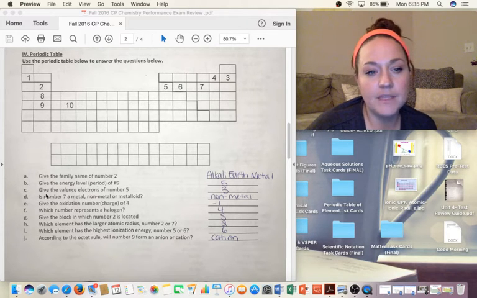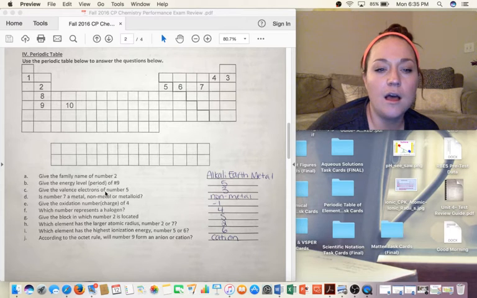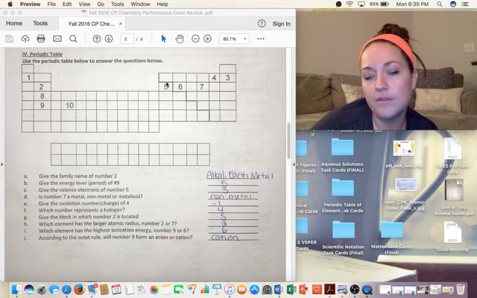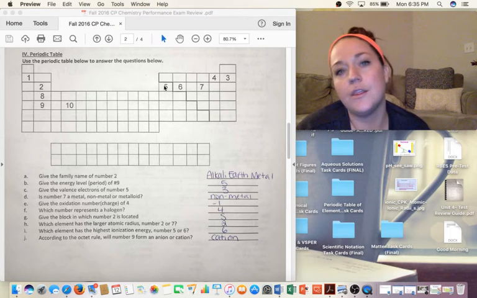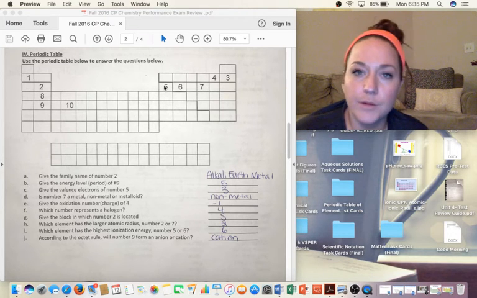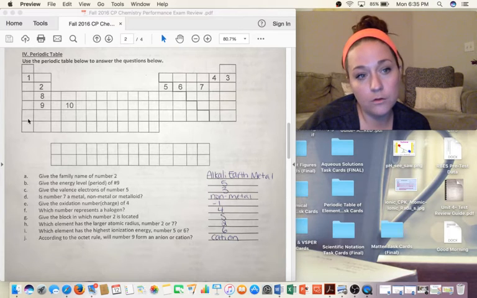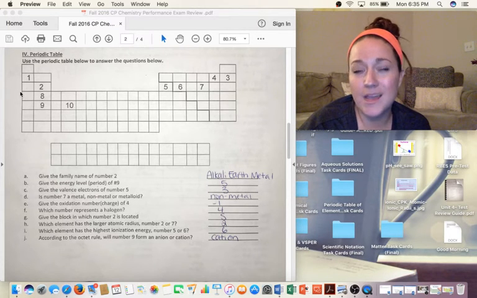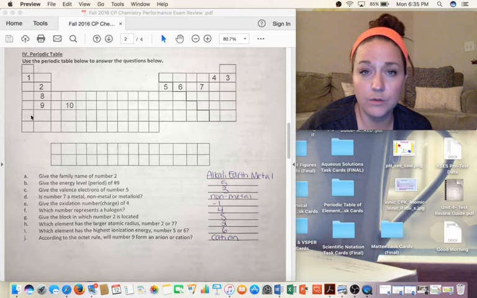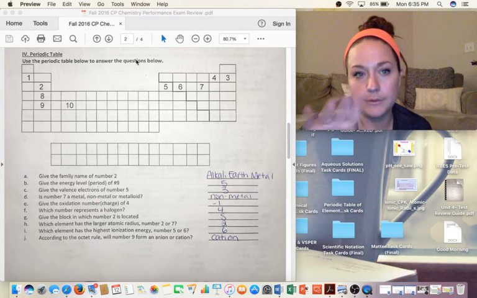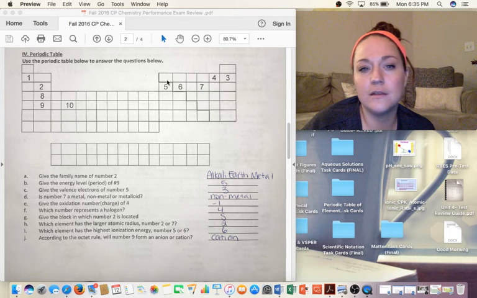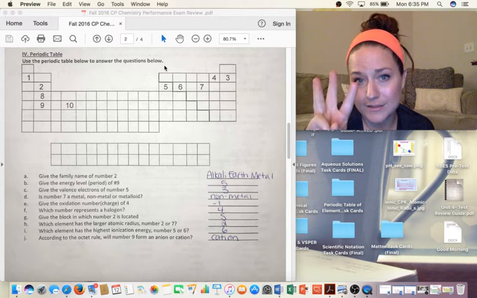All right, C. Give the valence electrons of number 5. So number 5 is located here in group 13. Please remember that when you do your valence count, your transition metals are not involved in this. So group 1, right here at the first, has only 1 valence. Group 2 has only 2 valences. Then jump over and go to group 13. Group 13 only has 3 valences.